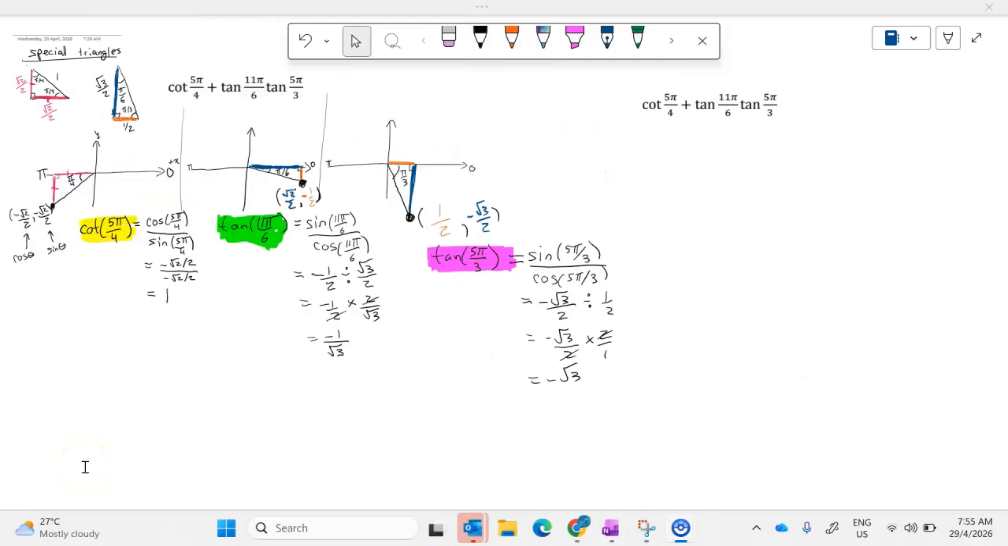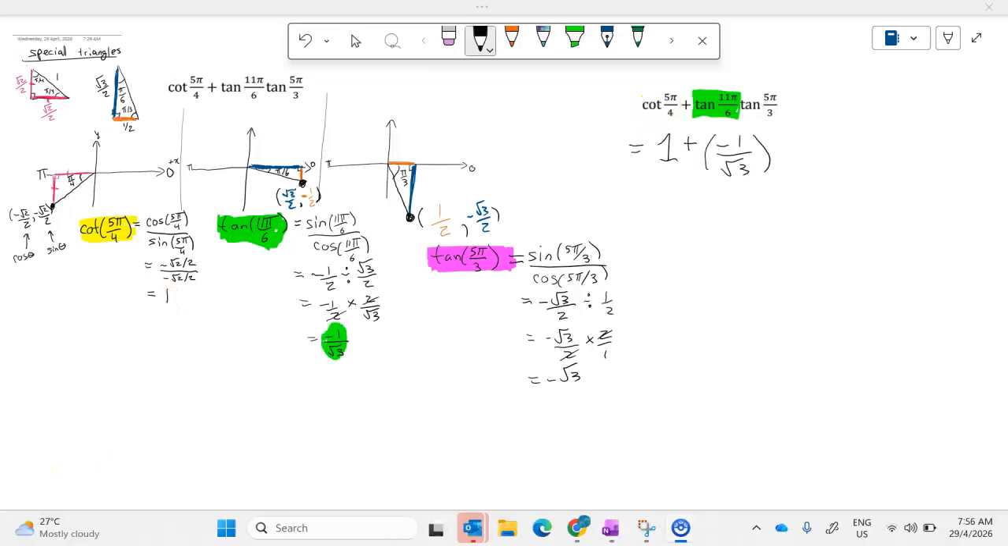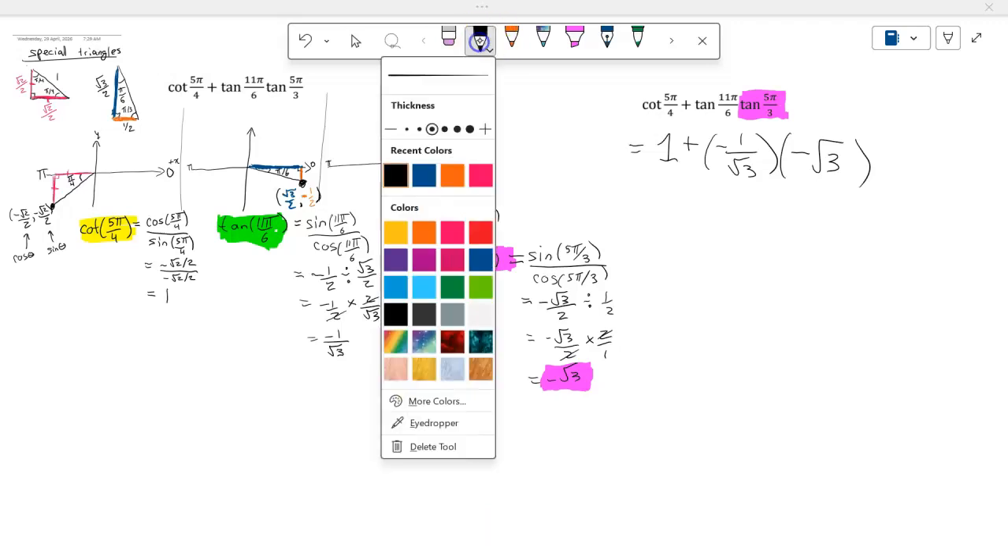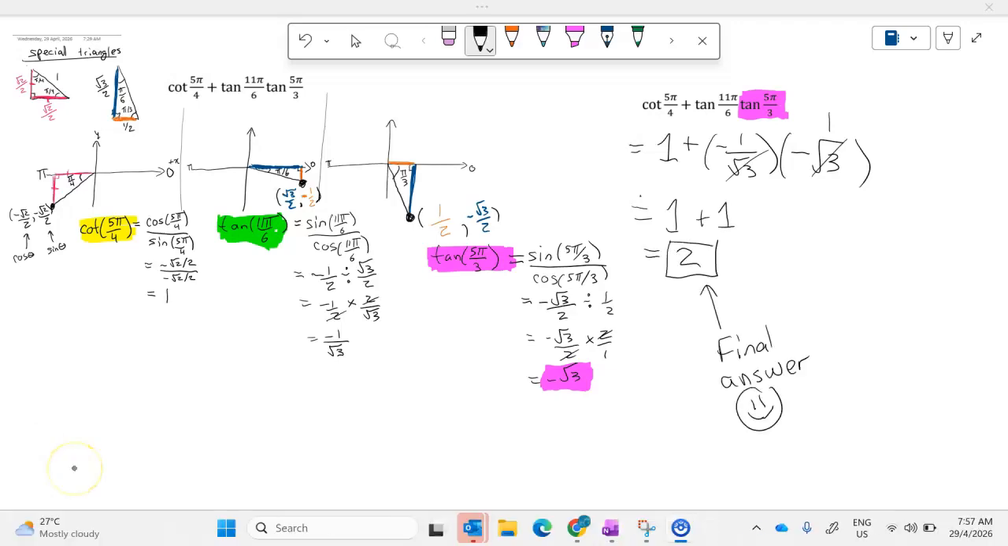So for our final answer, to evaluate this to its exact value, we'll have 1 coming from here plus minus 1 over square root of 3 times minus square root of 3, which ends up giving us 1. Minus 1 times minus 1 is 1, so we'll get 1 plus 1, which is equal to 2, which is our final answer.